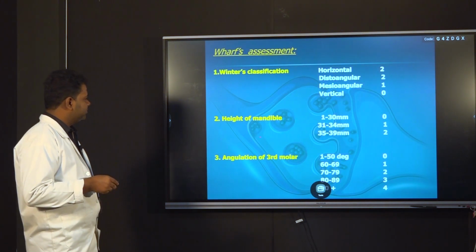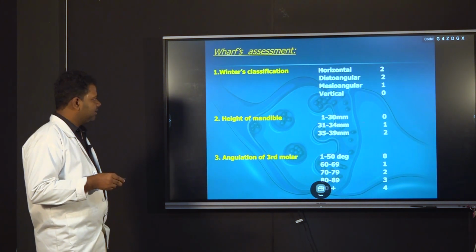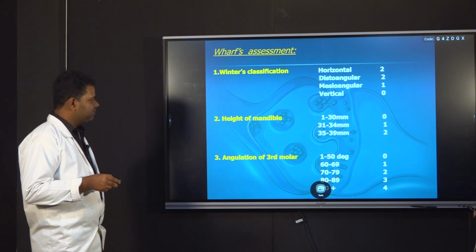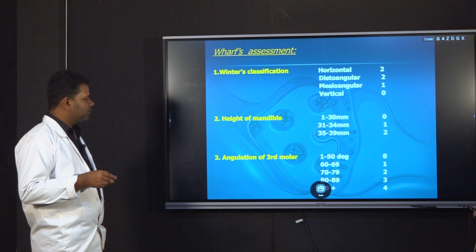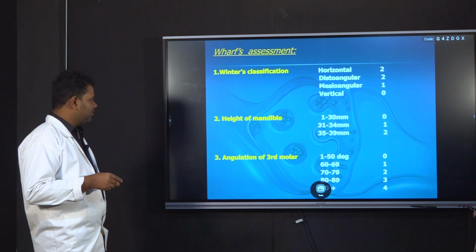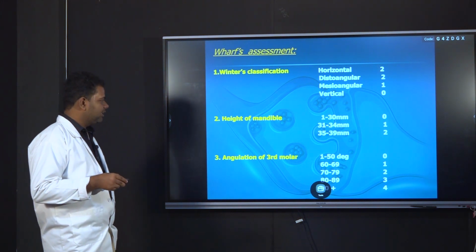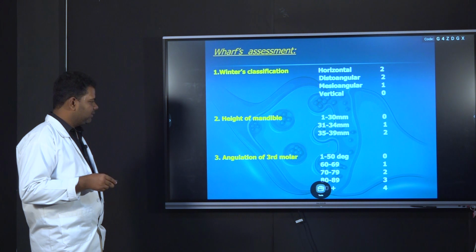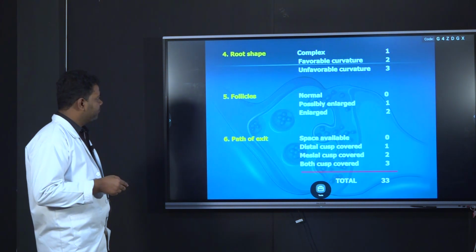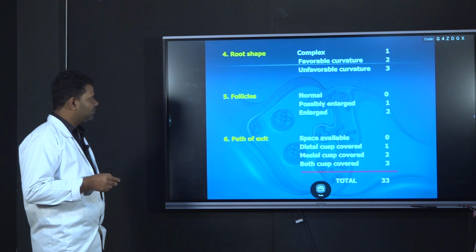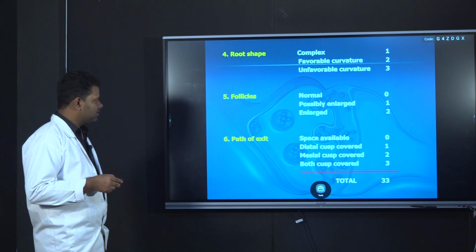And the Pederson difficulty assessment is based on the Winter classification. Here, in the horizontal classification, the horizontal molar is given the highest degree, that is 2, and vertical is the least. Height of mandible depends on the millimeters, that is 1 to 39 mm. Angulation of the third molar is 1 to 90 degrees. And shape of the root: a complex root has 1 score and unfavorable curvature has 3 score.